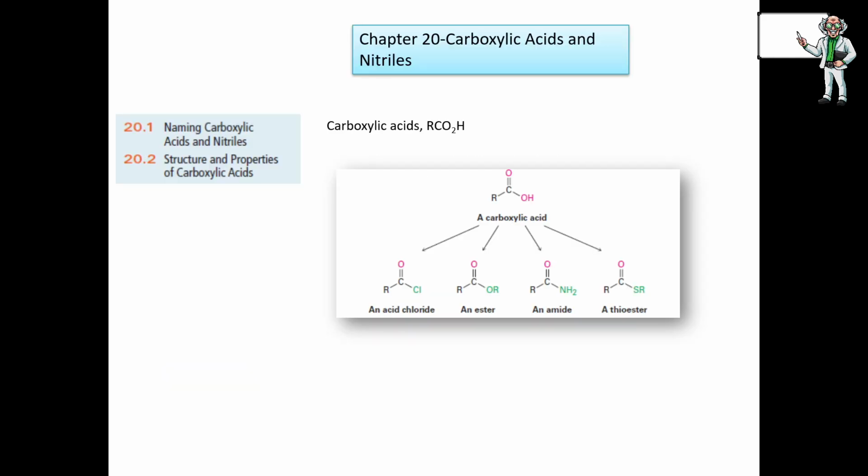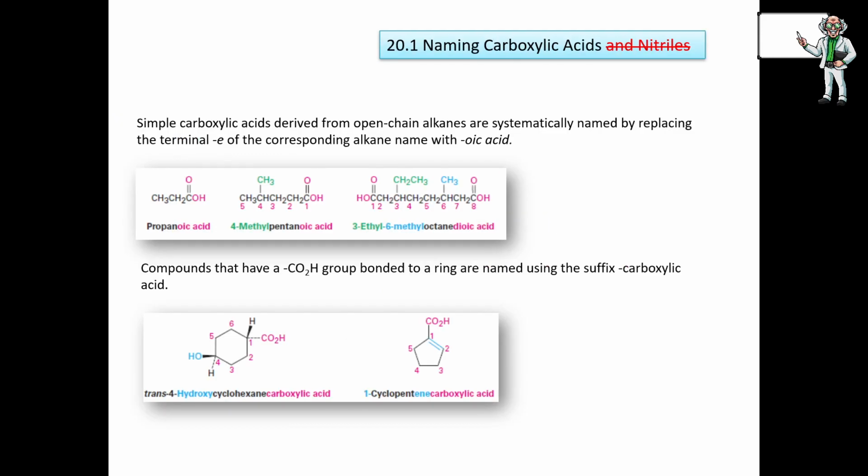What we will do in this chapter, basically, is name carboxylic acids and check the structure and properties of carboxylic acids. How we name carboxylic acids is very similar to the nomenclature of aldehydes. Like aldehydes, carboxylic acids can only be in the first and the last position of the carbon chain.